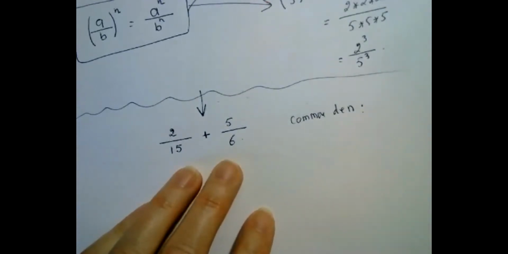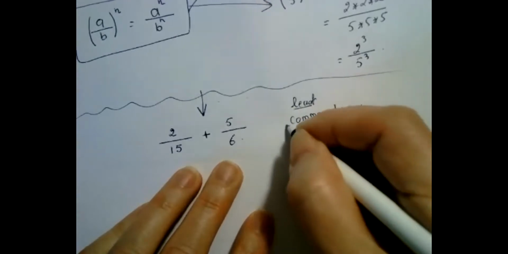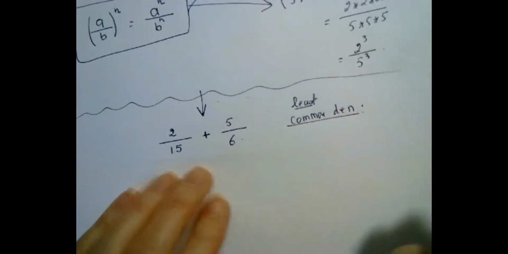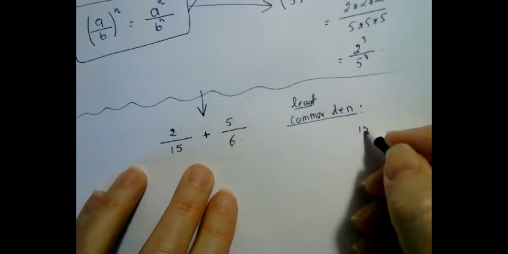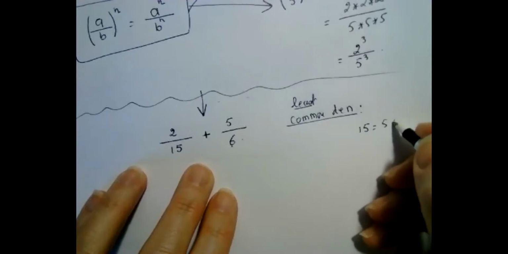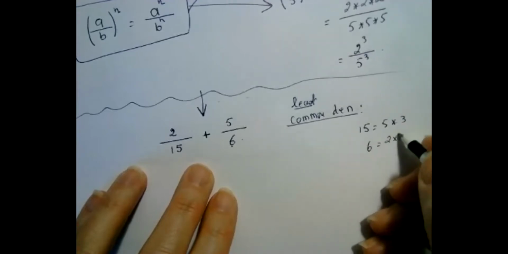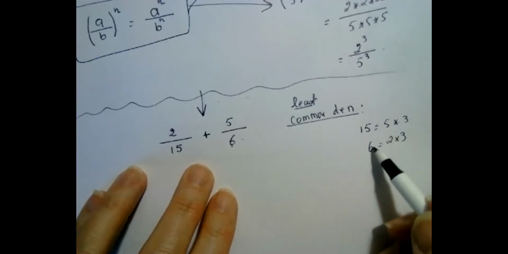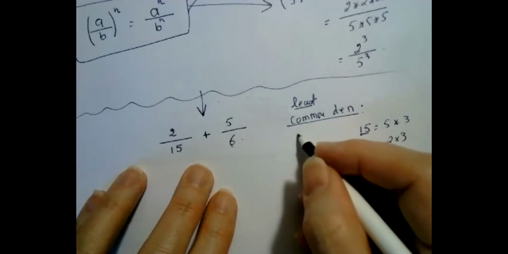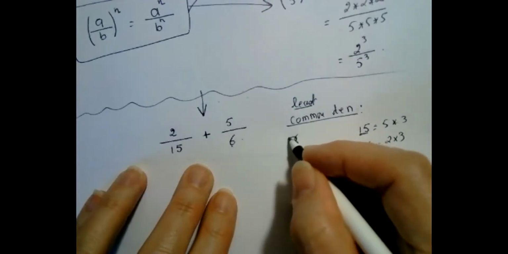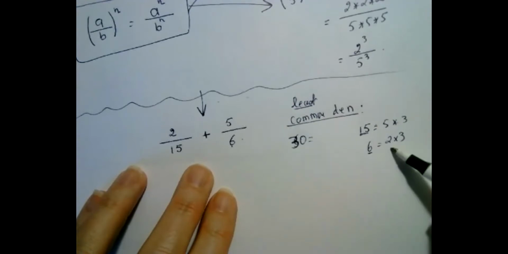It's what we call, if you remember, the least common denominator. It means we're looking for a number that's a multiple of 15 and a multiple of 6. So 15 is 5 times 3. 6 is 2 times 3. So the common denominator is 30, which is 5 times 3 times 2.